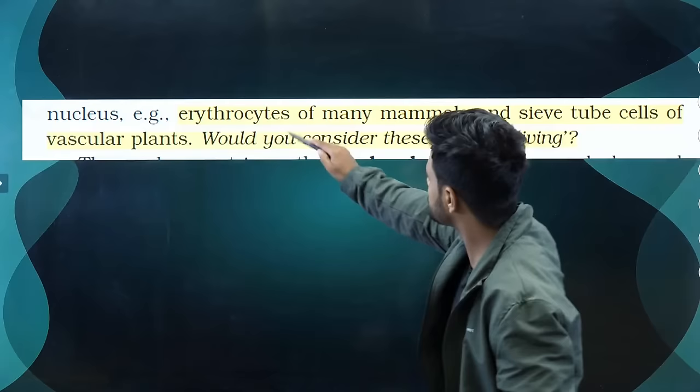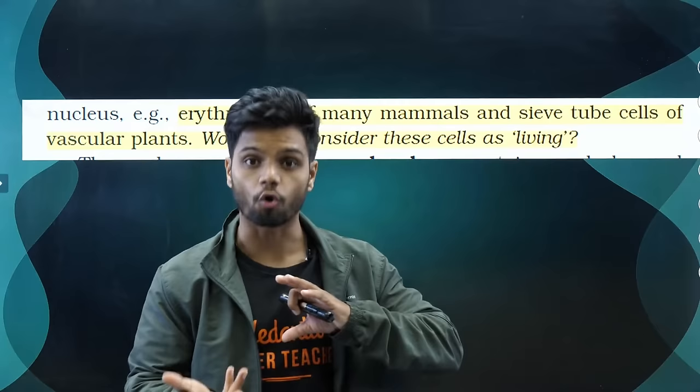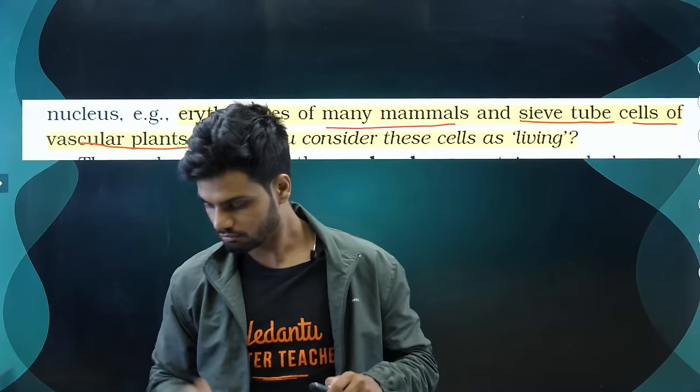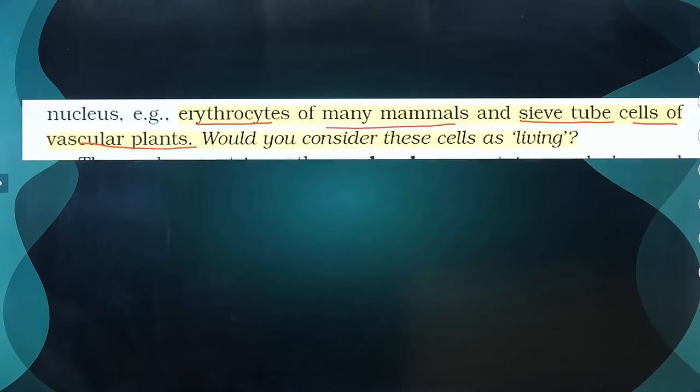See, they can ask you also erythrocytes. They can twist the question. Erythrocytes of many mammals and sieve tube cells of vascular plants do not have the nucleus. Clear? Clear, students? That is the easy answer.